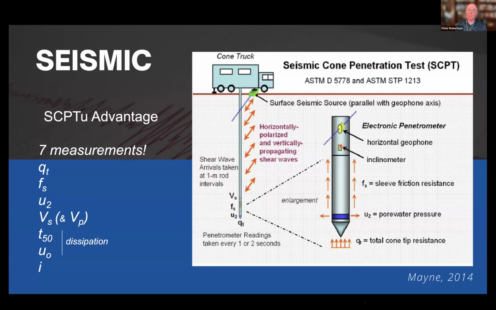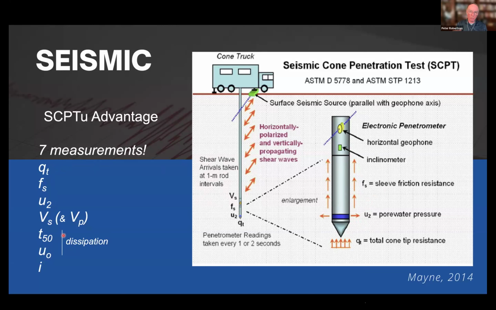And then, of course, there's an inclinometer, and a geophone was added so that you can measure shear wave velocity. So you get up to 7 measurements. You get the tip, sleeve, pore pressure, shear wave velocity, and of course now we can also get P wave velocity, and you get inclination.